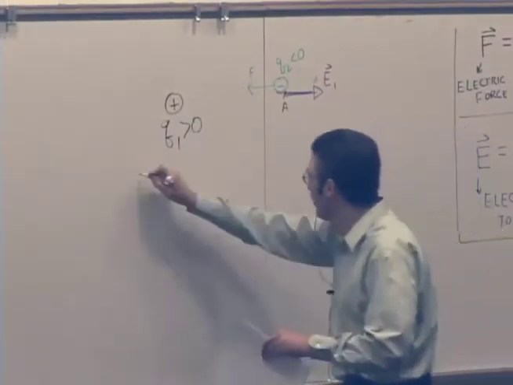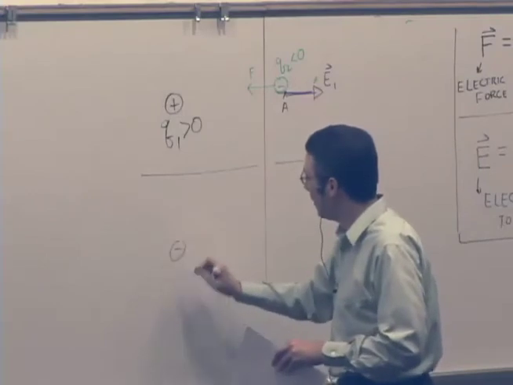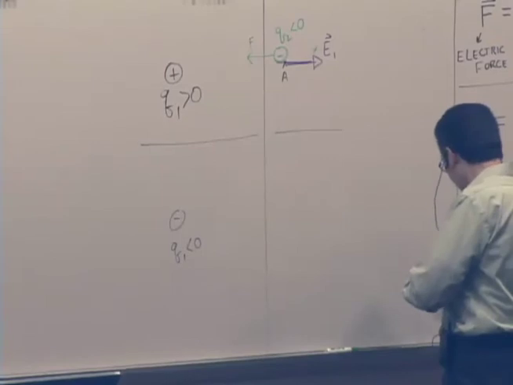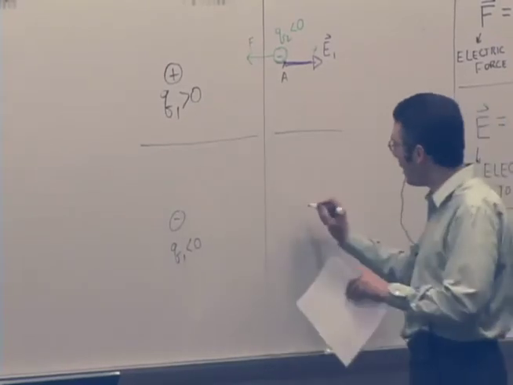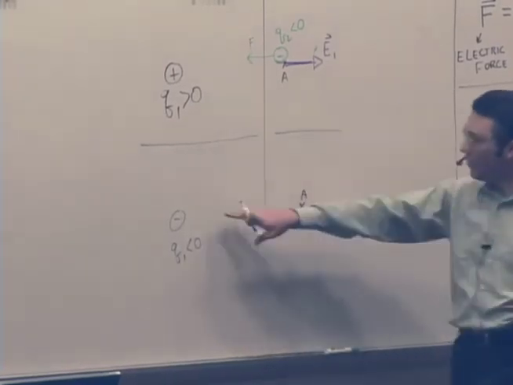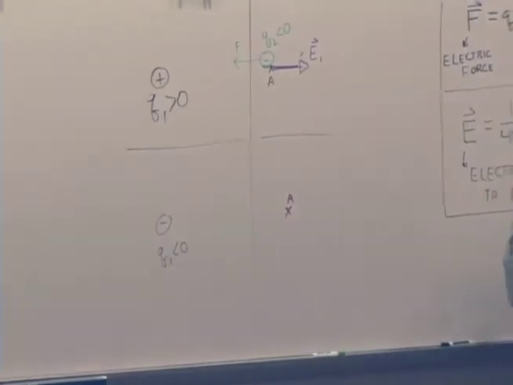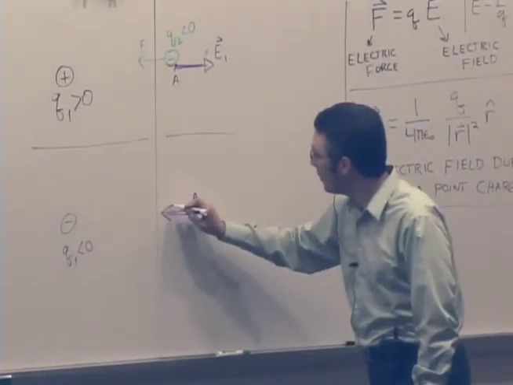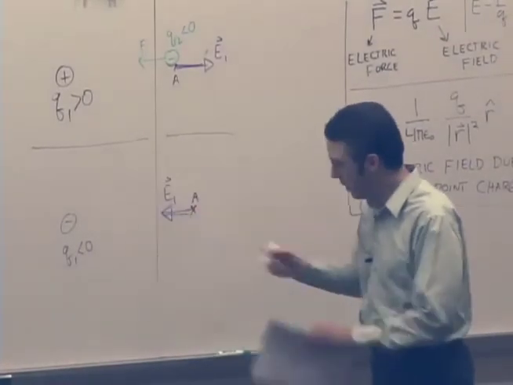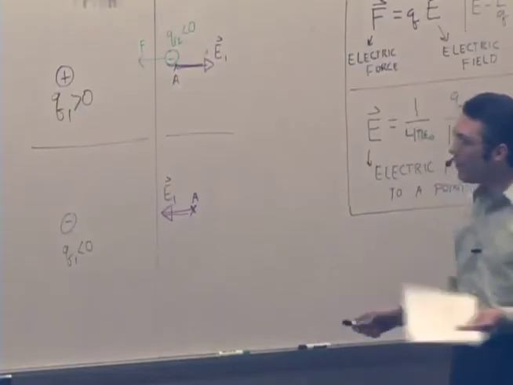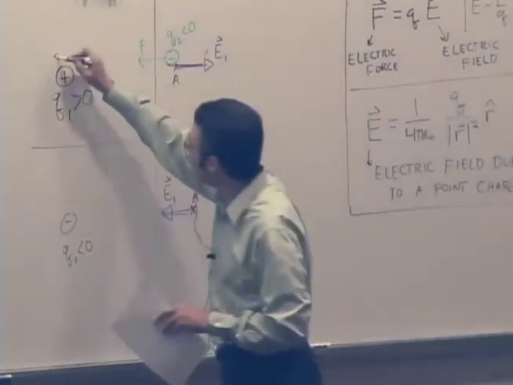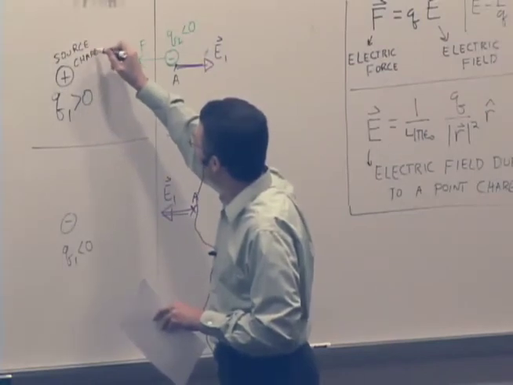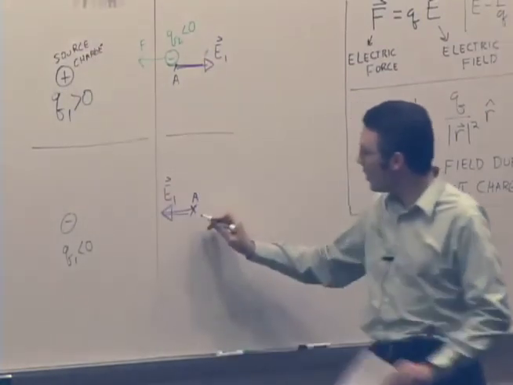Draw a different situation. Q1 is less than 0, and I have, at location A, an electric field. Electric fields due to negative charges should point that way, towards the negative charge, right? So that's E1. And then I could do the same thing, okay? Just to distinguish, we call this the source charge.